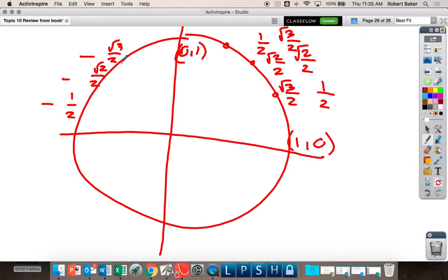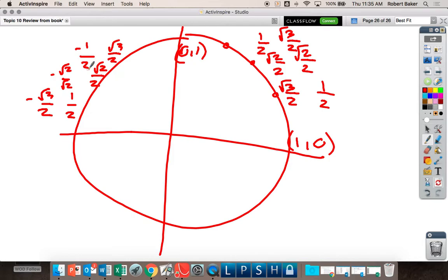So instead of it being positive square root of 3 over 2, it's going to be negative square root of 3 over 2. Instead of it being positive square root of 2 over 2, it's going to be negative square root of 2 over 2. Instead of it being positive 1/2, it's going to be negative 1/2. So you can really copy them down. X values don't change, Y values don't change, just the sign changes. That's why this is the negative positive quadrant of the unit circle.